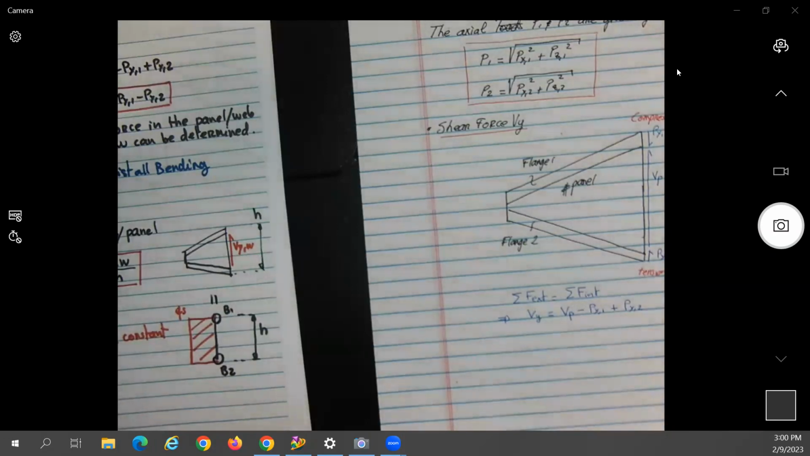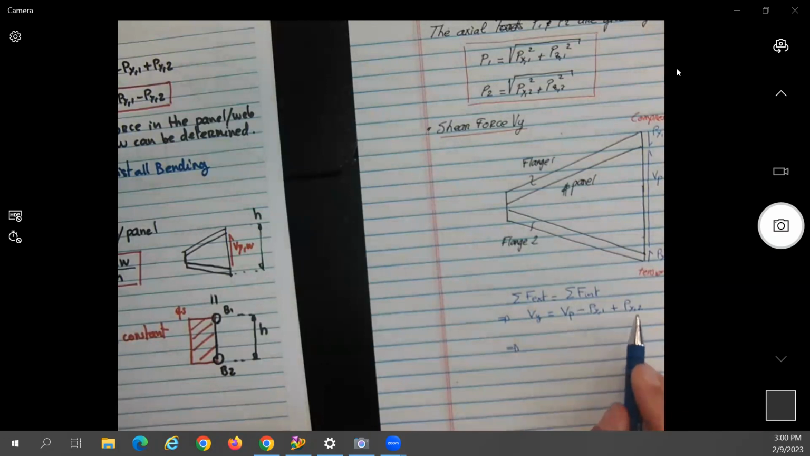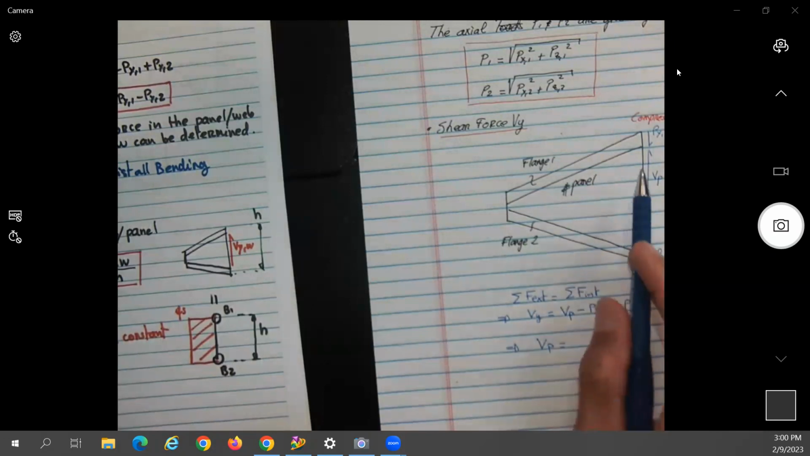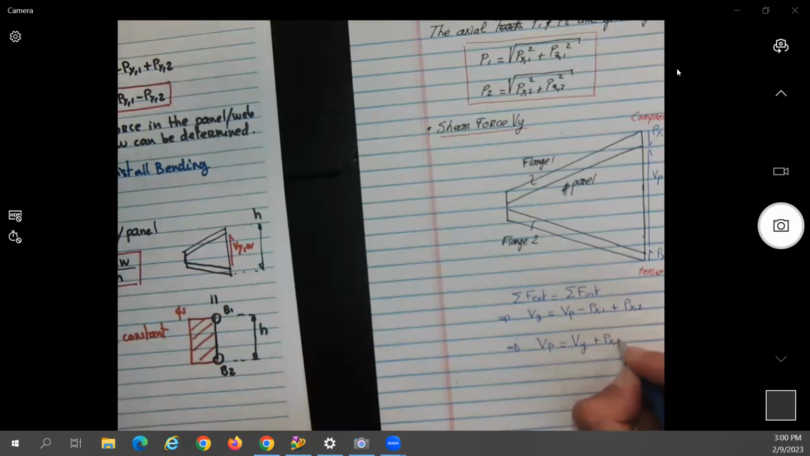So really, Vy generally will be a given value. Here, we know Py1 and we know Py2. What we're trying to find is the amount of the shear force that will be resisted by the panel. So from here, you can find that V of the panel will be equal to Vy plus Py sub 1 minus Py sub 2.